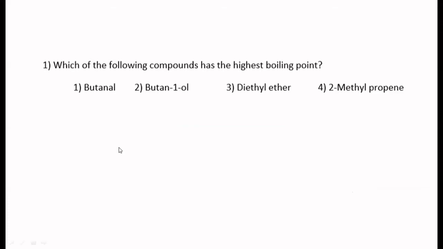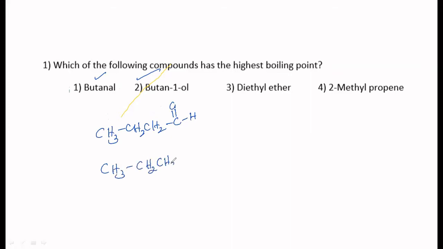First one: which of the following compounds has the highest boiling point? That is the first question. So how do you answer this? Second, butan-1-ol, yes. Alcohols have got higher boiling point. This is butanal basically. Supposing if you take this as CH3, CH2, CH2, CHO, this is butanal. Butan-1-ol will be like this, CH3, CH2, CH2, CH2, OH.